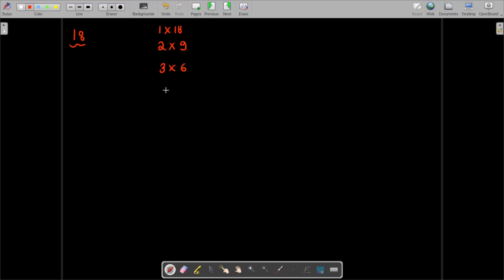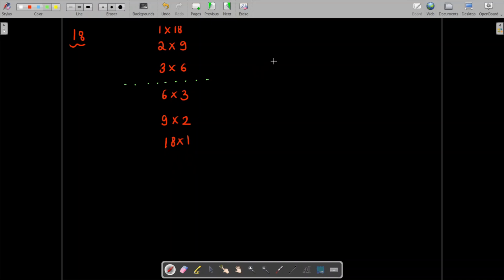4 does not divide. 5 also does not. 6 into 3, 9 into 2, and 18 into 1. Can you observe one thing? This is just a mirror image of the first half: 6 into 3, 9 into 2, 18 into 1.